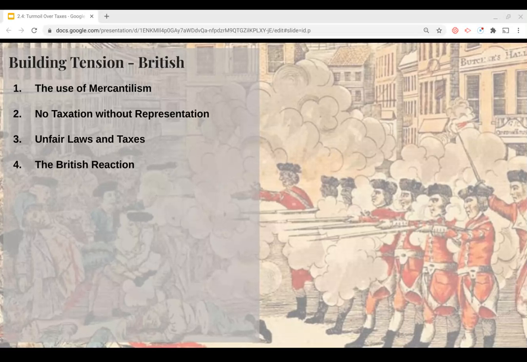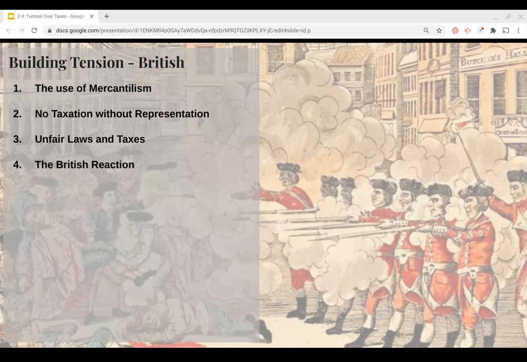There's going to be some building tension throughout this lesson that's going to ultimately lead to the American Revolution. The first is the use of mercantilism to control trade in the colonies, and we'll get more into that here in a little bit. Then you have this slogan, no taxation without representation, which is more or less a summary that the British never allowed the colonists to vote on laws that they had to follow, including what kind of taxes they paid.